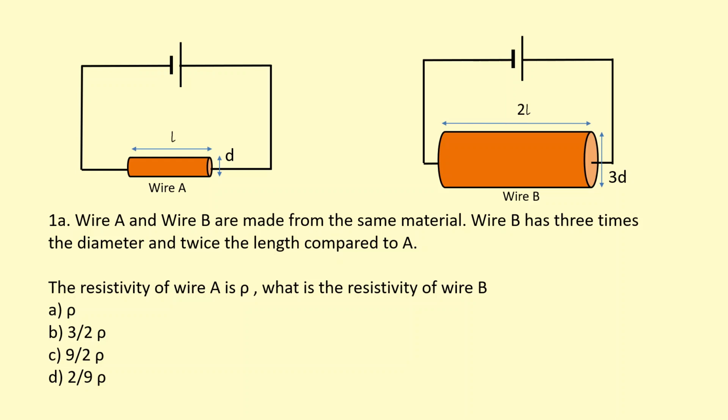YA and YB are made from the same material. YB has 3 times the diameter and twice the length. The resistivity of wire A is ρ. What is the resistivity of wire B?